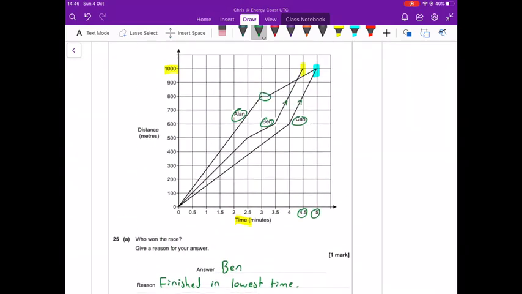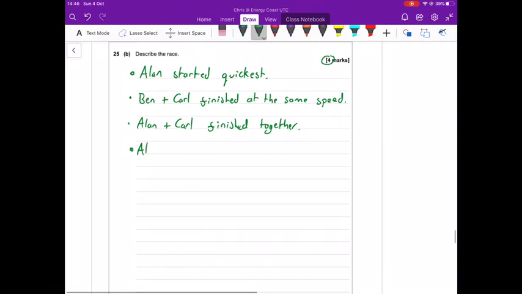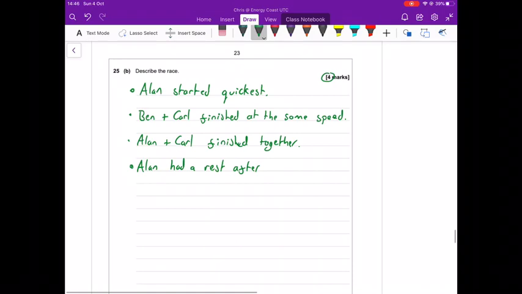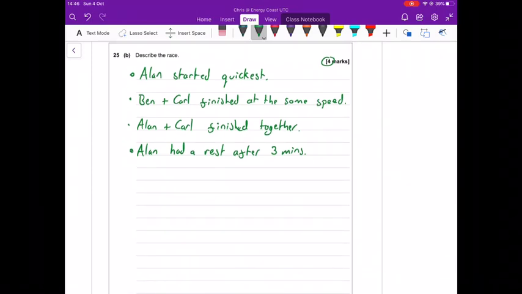Let's say something about Alan. Alan's got this strange bit here which no one else has, which if it's flat means he wasn't doing anything. So I'm going to write Alan had a rest after, I think it is, if you go down from there, after 3 minutes, okay. And that'll do. I could keep going if I wanted, but it says 4 marks and it's 4 things.